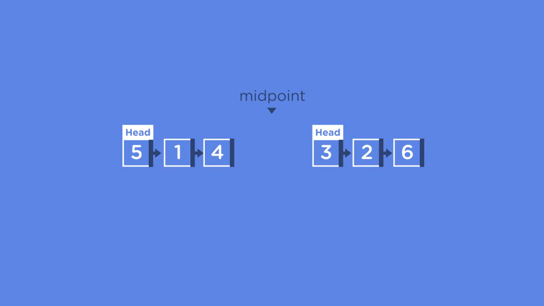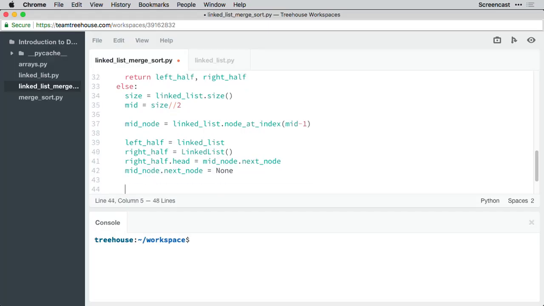We now have two distinct linked lists split at the midpoint. And with that, we can return the two sublists. So we'll return left half and right half. In the next video, let's tackle our merge function.